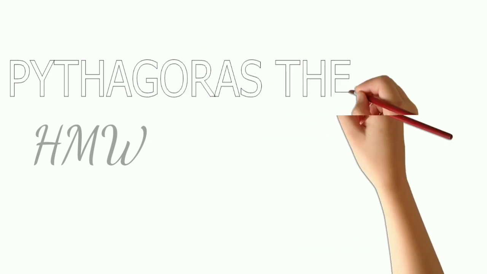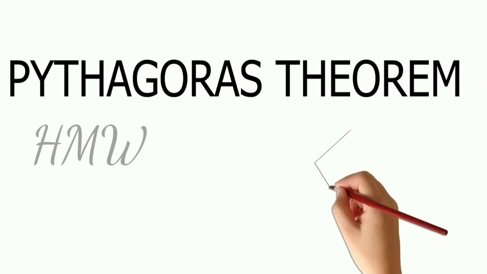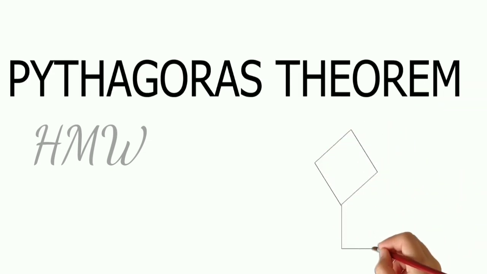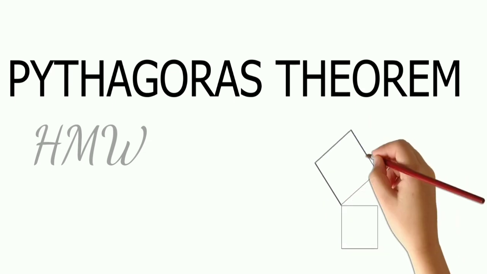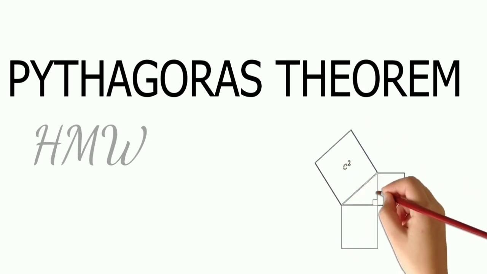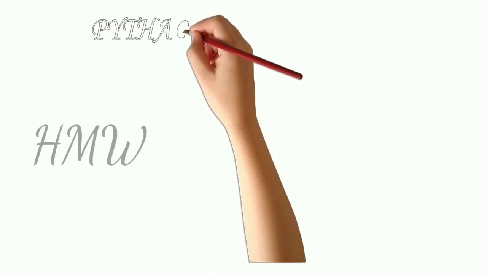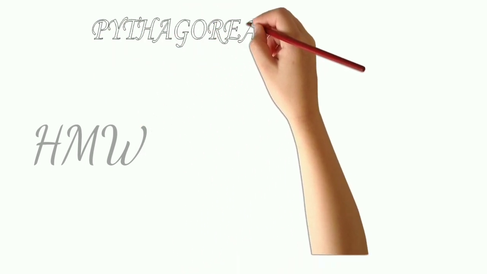It states that in any right angled triangle, the square on the hypotenuse is equal to the sum of the squares of the other two sides. That is, if A, B and C are the three sides of a right angle triangle, and if C is the hypotenuse, then C square is equal to A square plus B square.